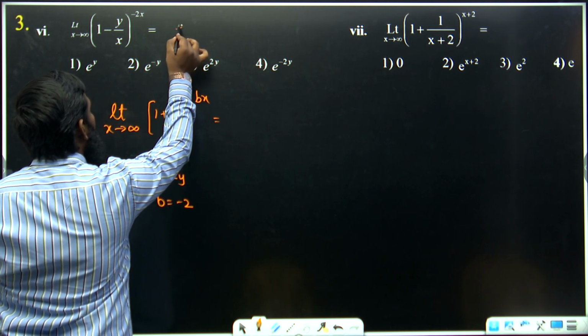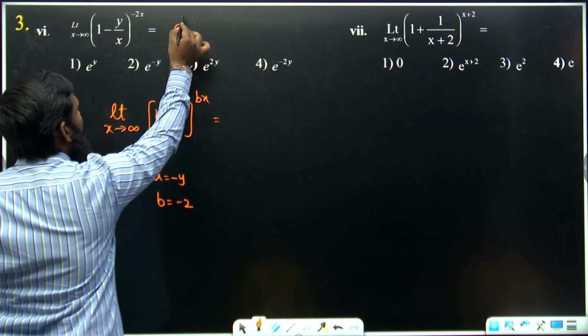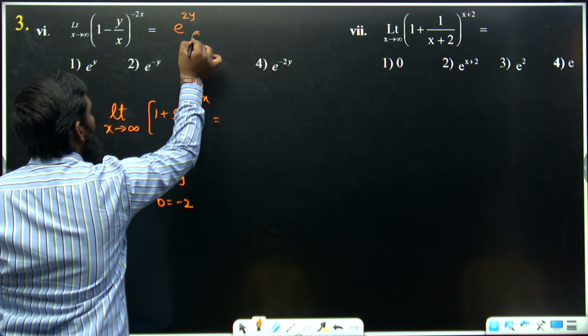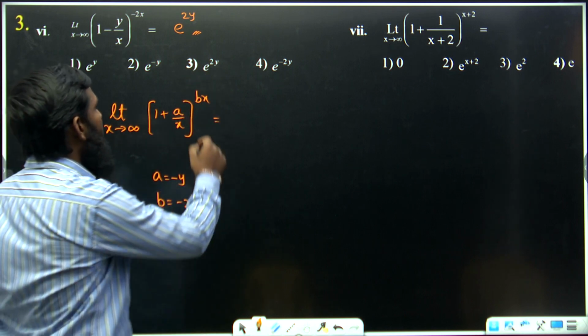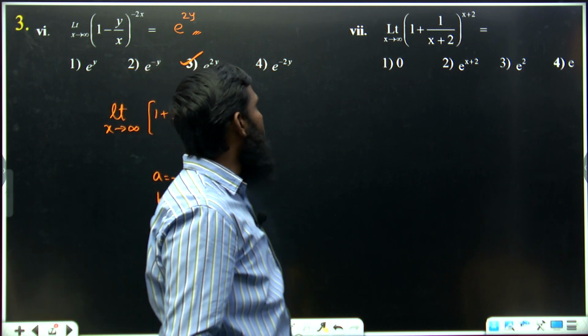what is the answer? E power a into b means minus into minus plus, 2 into y, 2y. So e power 2y is the answer. E power 2y means let us go with the third option. Okay, third option is correct. Now let us see the next question over here.